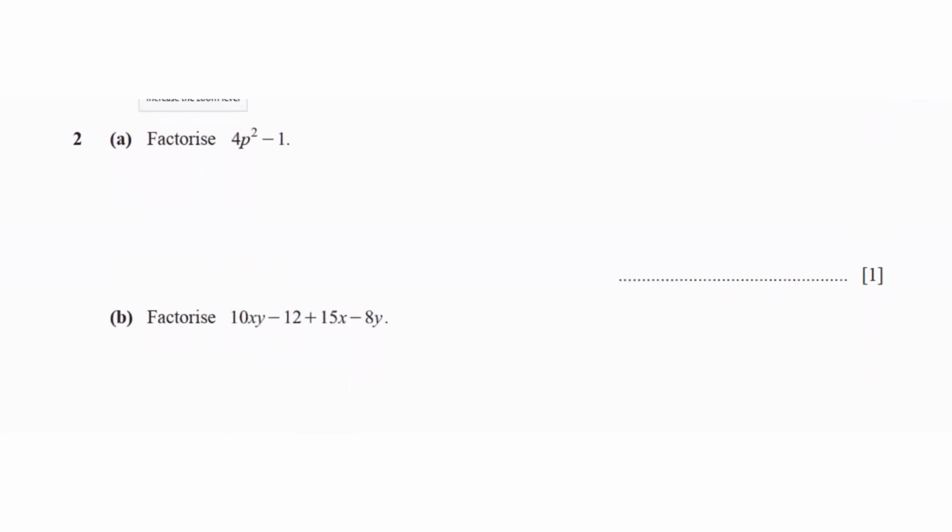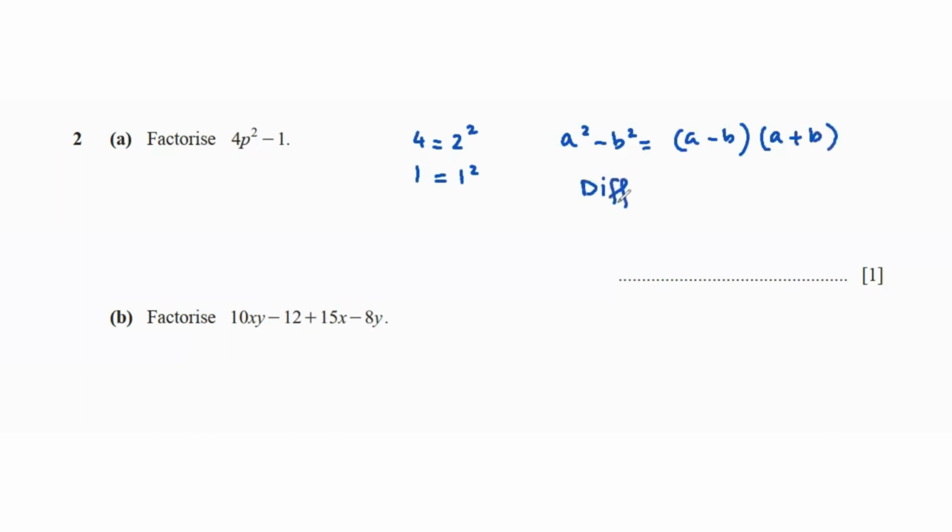Factorize 4p squared minus 1. So this is basically a difference of perfect squares. 4 is 2 squared, p is being squared, and 1 is 1 squared. The difference of perfect squares, a squared minus b squared, is equal to a minus b times a plus b. This is the factorization rule that we'll be using for this.